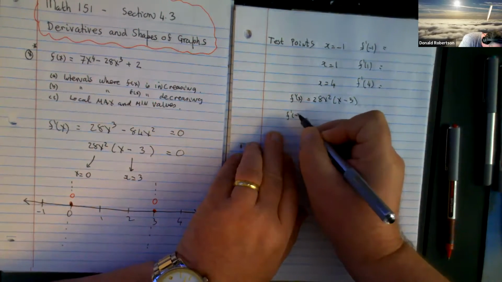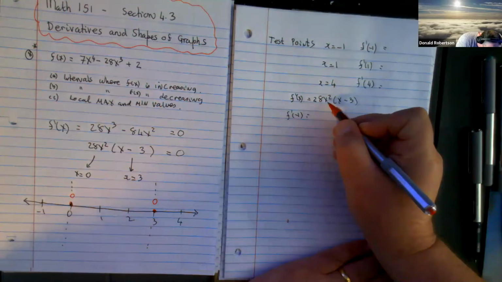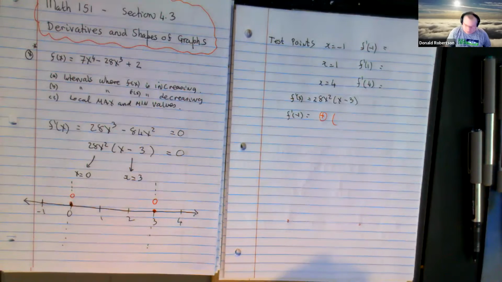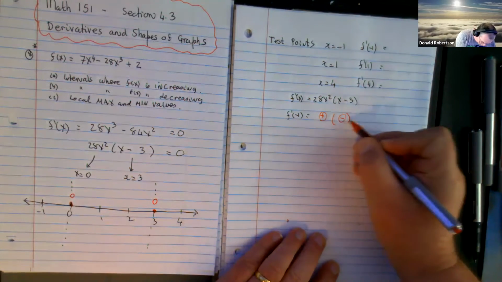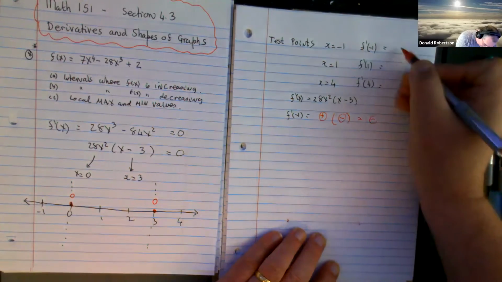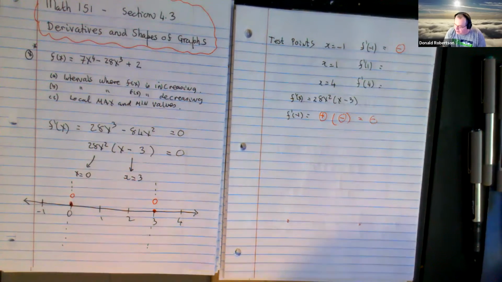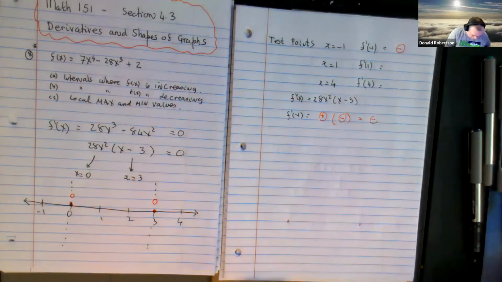Let's do the derivative of -1. 28 times -1 squared is positive. Would you agree? And -1 take away 3 is negative. So won't those two give me a negative answer? And since it's only the plus or minus that I'm interested in, that's all I need to do. I don't care if it's -50 or 5. I just care it's minus.